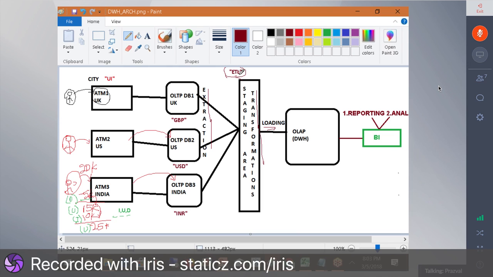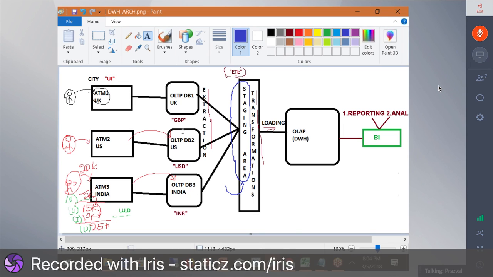What the ETL mechanism will do is extract the data from the different places. Extraction means taking the required data. After extracting the data, it is going to place the data into some temporary location, known as the staging area. Now the staging area contains data from the UK, the US, and India in different formats.